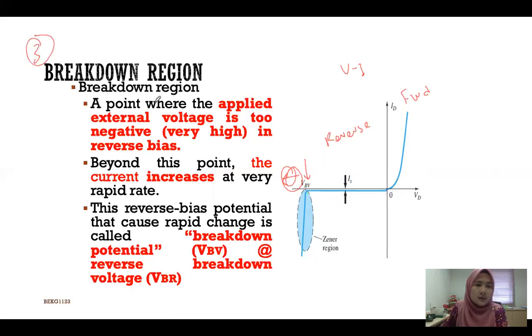Okay, so what is the breakdown region? It is a part where the applied external voltage is too negative, or very high in reverse bias. So beyond this point, the current increases at a very rapid rate. And this reverse bias potential that causes the rapid change is called the breakdown potential.